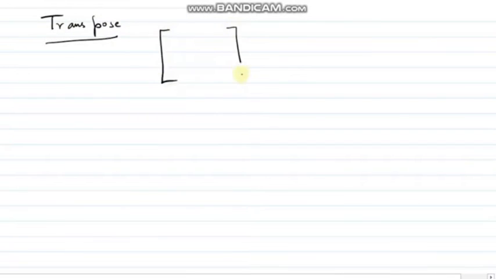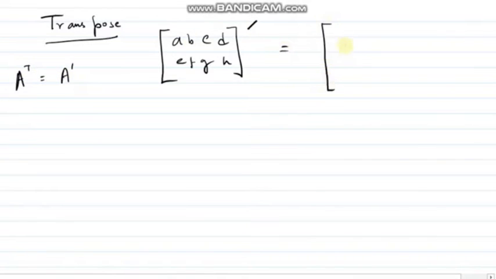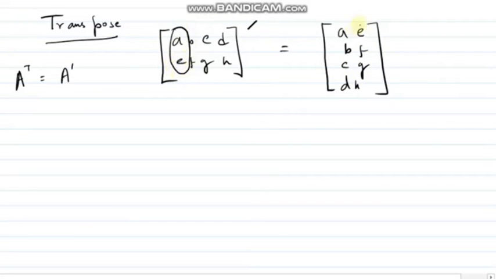So suppose your matrix is like this: A, B, C, D, E, F, G, H. So this is a matrix of 2 rows and 4 columns, right? So if I am going to do the transpose, the sign is like this. You can write it as A to the power T or A dash, both are used for transpose. So if you do the transpose, the matrix will be like this: A, E, B, F, C, G and D, H. This is my first column, that will become your first row. Second column will become your second row, and hence it's like this.